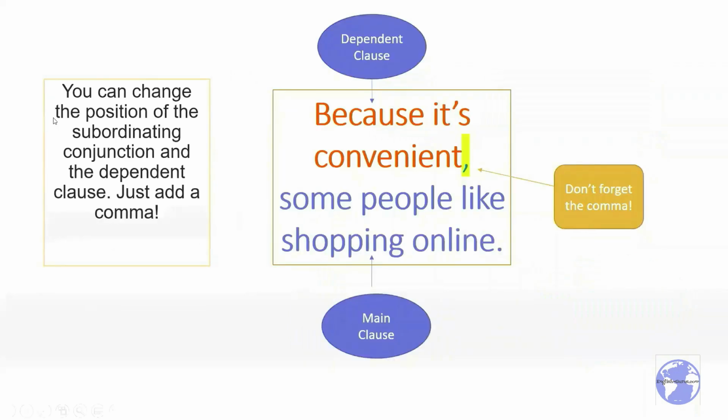You can change the position of the phrases or the clauses. So you could say, well, because it's convenient, comma, some people like shopping online. So if you want to paraphrase your sentence or you want to make it more interesting, you can move the position of the clauses around. Don't forget your comma, of course. And as you can see, the first clause cannot exist alone, so they go together like a married couple.